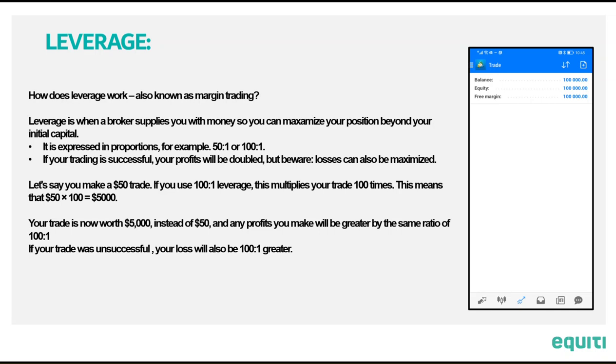If you use 100:1 leverage, this multiplies your trade 100 times. This means that $50 times 100, you are trading with $5,000. Your trade is now worth 5,000 instead of 50, and any profits you make will be greater by the same ratio. But if your trade was unsuccessful, your loss will also be 100:1 greater. Therefore, what's really important here is to have initial capital in your account greater than the risk you're taking. So definitely take a look at your risk tolerance before using such an immense type of leverage.